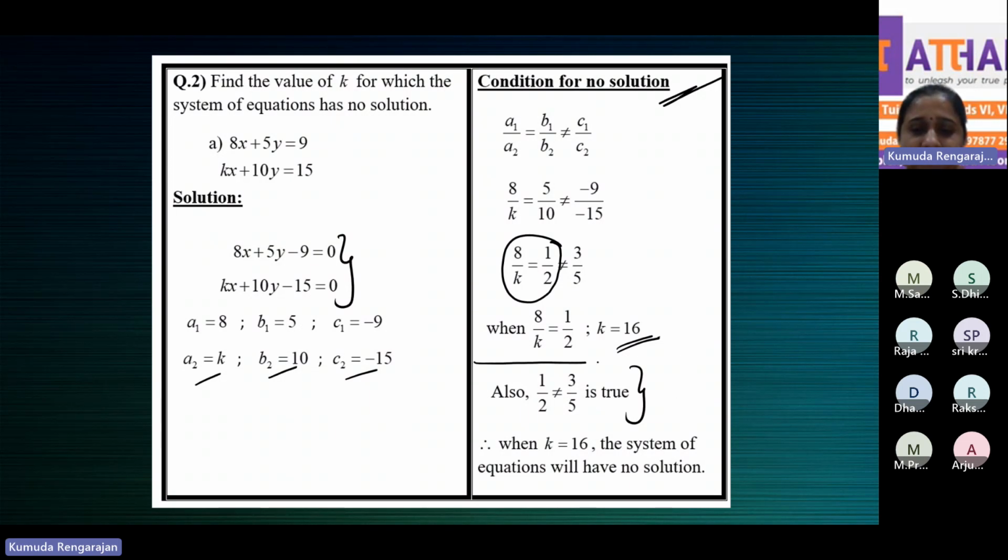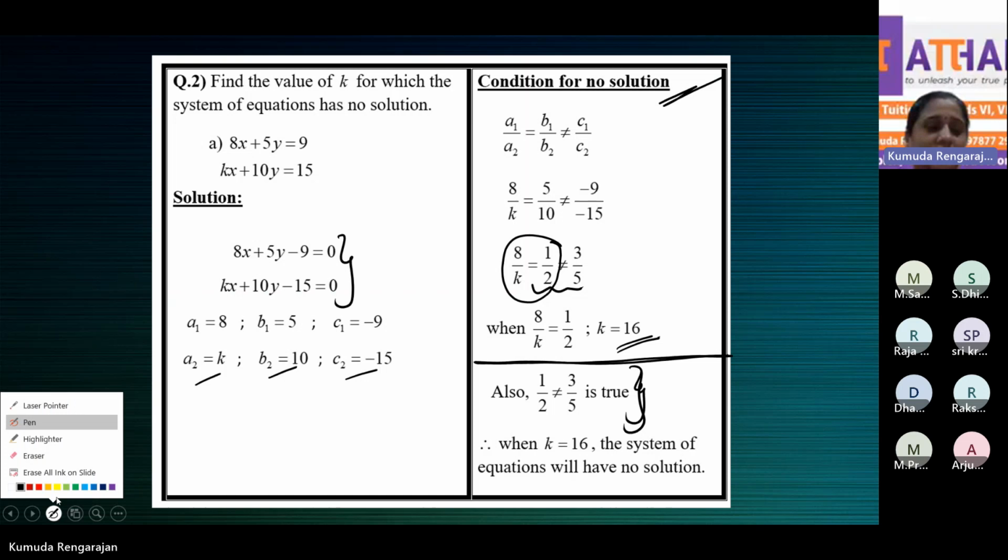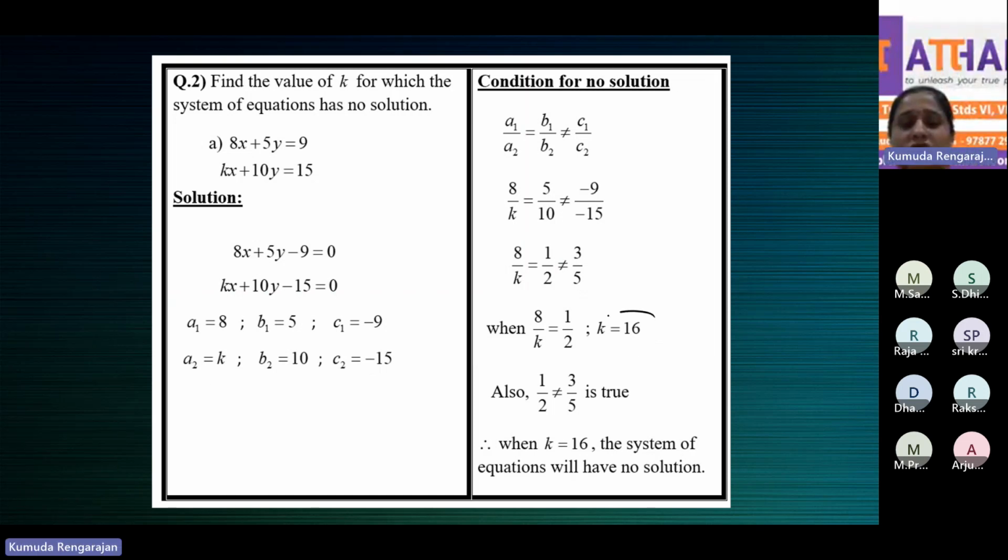You can finish it here, children. I told you yesterday also, you can just stop here. K is 16. This is just checking the other part of it. Half is not equal to 3 by 5, correct. So when k is 16, for this one you should not write for all real values of k other than 16. This is k is equal to 16. Only when k is 16 will the system of equations have no solution.